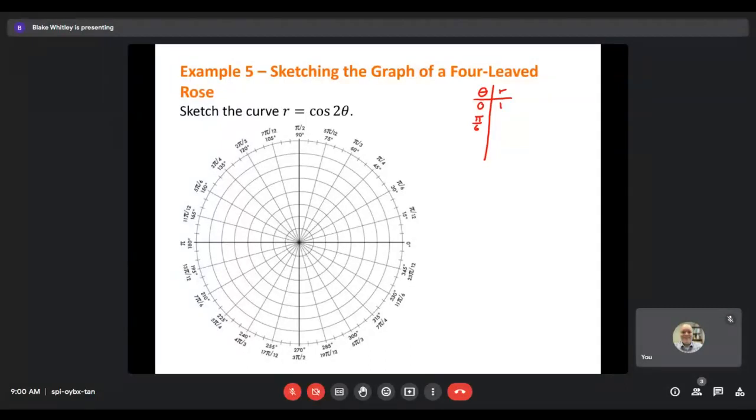Cosine of 2 times pi over 6 should give us 1/2. Cosine of 2 times pi over 4 is 0. Cosine of 2 times pi over 3, negative 1/2. And then cosine of 2 times pi over 2 is negative 1.